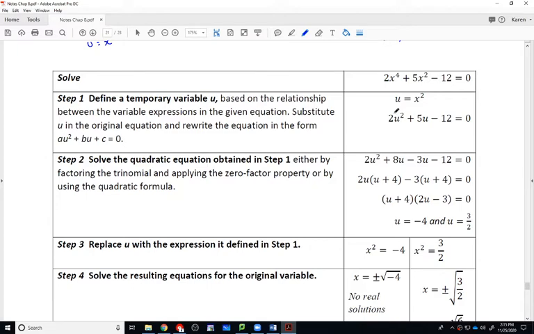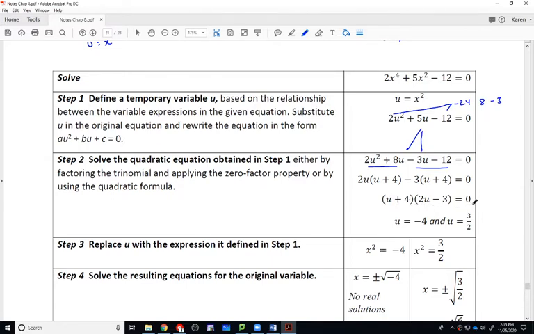So we're going to solve this one by factoring. We're going to use the AC method. So we're looking for two numbers that multiply to give me negative 24 and add to give me positive 5, which is 8 and negative 3. So then we solve by decomposition. We'd make 5u into 8u minus 3u, and then we're going to factor by grouping. So we're going to greatest common factor out 2u to be left with u plus 4. We're going to greatest common factor out negative 3 to be left with u plus 4. Then we're going to greatest common factor out that u plus 4 to be left with 2u minus 3.